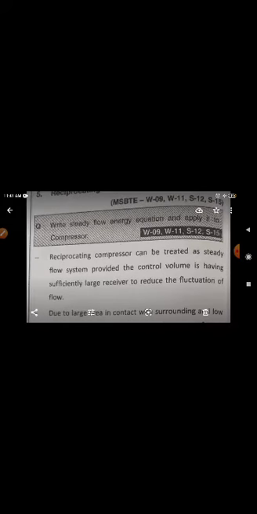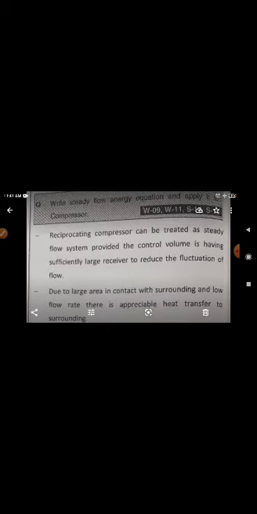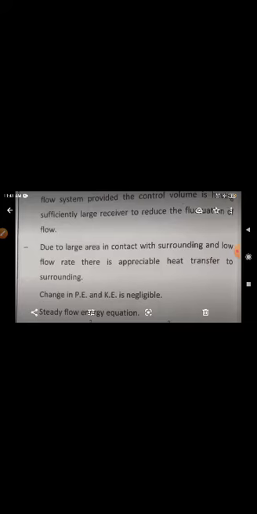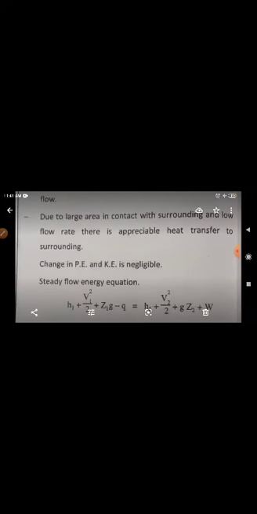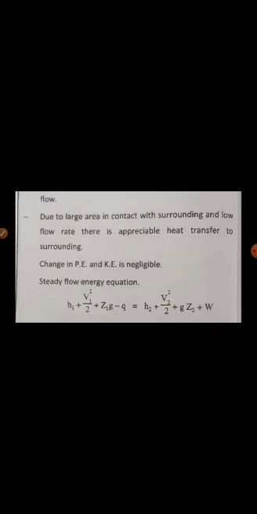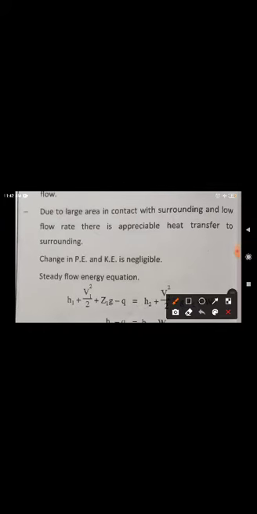air. Okay, a reciprocating compressor can be treated as a steady flow system, provided the control volume has a sufficiently large receiver to reduce the fluctuation of flow. Now, due to the large area in contact with the surroundings and low flow rate, there is appreciable heat transfer to the surroundings. Therefore, consider the change in potential and kinetic energy to be 0. Then the steady flow energy equation can be written as follows.